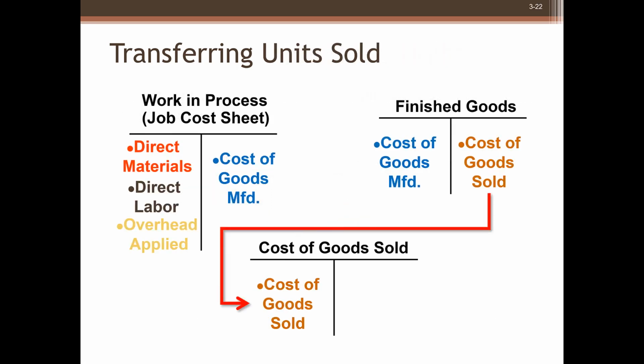When the finished goods are sold, then we need to transfer the cost from finished goods to cost of goods sold. The journal entry here, we debit cost of goods sold, and we credit finished goods. Keep in mind, finished goods is an inventory account, but cost of goods sold is the expense account, which should be reported on the income statement.